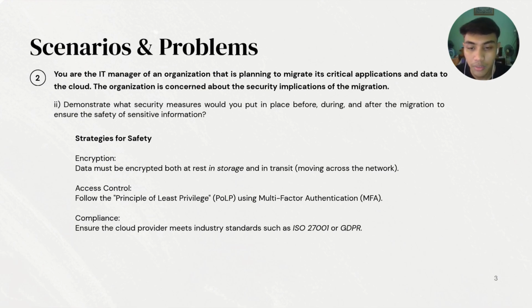For this scenario, we are the IT manager of an organization that plans to migrate critical applications and data to the cloud. The main concern here is the security risk during the migration. To ensure safety, there are three main security strategies. First is encryption. Our sensitive data must be encrypted both at rest and in transit. This helps protect the data from being accessed by unauthorized parties.